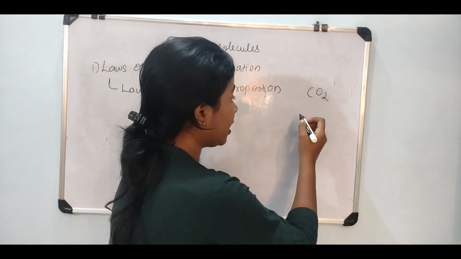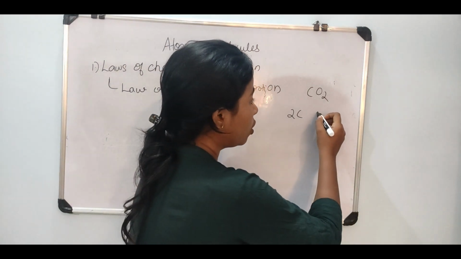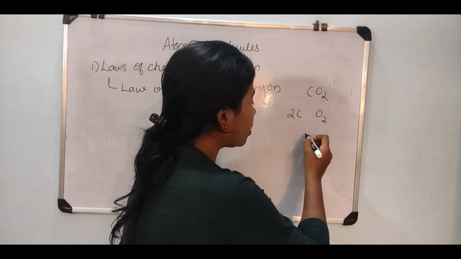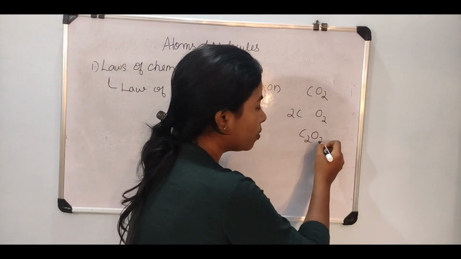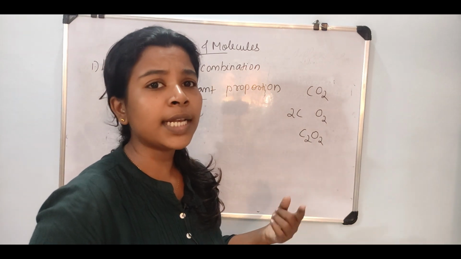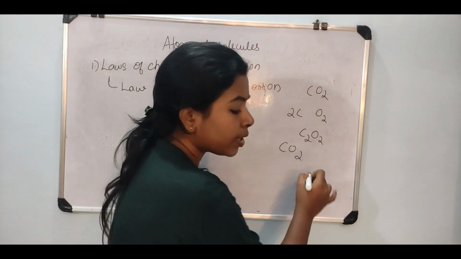For example, let's take in a reaction, if 2 atoms of carbon are coming and we are having 2 atoms of oxygen as well, will the carbon dioxide ever be formed as C2O2? No. How many carbon atoms are there? That doesn't matter. Carbon dioxide is always formed as CO2, right?